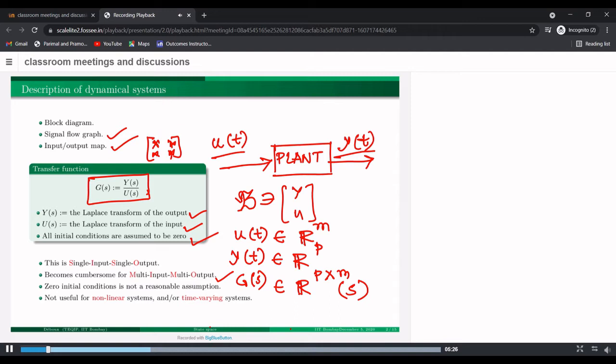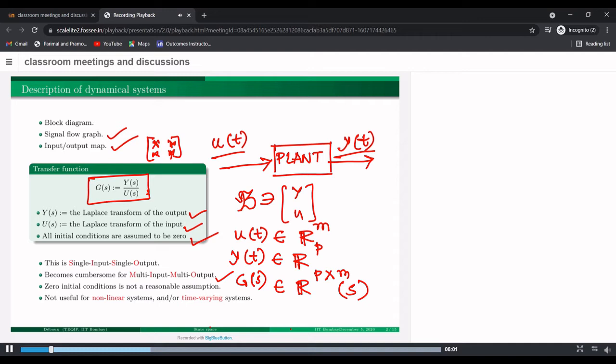So that's an assumption which is not very reasonable to make. Zero initial condition is not a reasonable assumption to make. Then further, if our system happens to be, say, time varying or nonlinear, then this transfer function idea completely breaks down. There is no way whatsoever by which we can represent the system by a transfer function when there is nonlinearity and or time variance in the system.